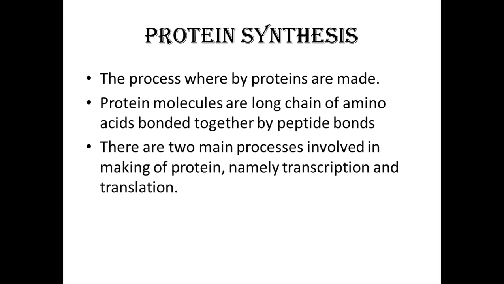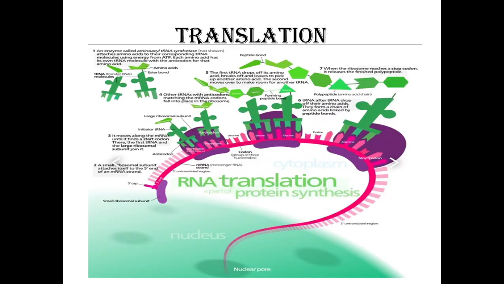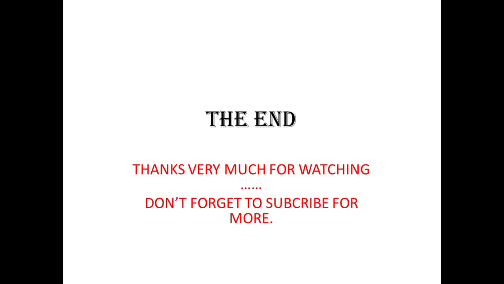Now let's look at the process of protein synthesis, the process whereby proteins are made. Protein molecules are a long chain of amino acids bonded together by peptide bonds. There are two main processes involved in the making of proteins, namely transcription and translation. Now, looking at your first process, which is transcription, the diagram here explains everything about the transcription and also the translation.